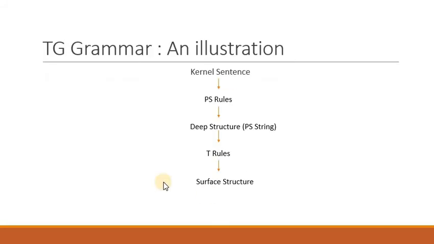Now this is what happens in TG grammar. There is a kernel sentence which is simple, assertive, declarative and active. To that kernel sentence we draw a phrase marker, we apply the PS rules, and we get the deep structure, which is the PS string. Now to this PS string we apply transformation rules and then we reach the surface structure.